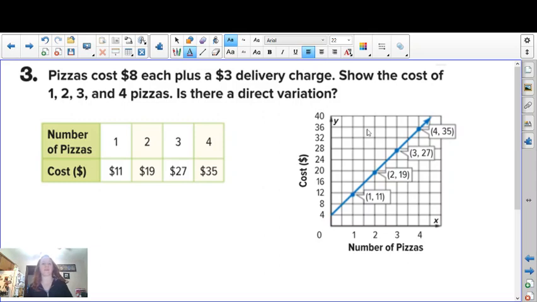Pizzas cost $8 each plus $3 delivery charge. Show the cost of 1, 2, 3, and 4 pizzas. Is there a direct variation?